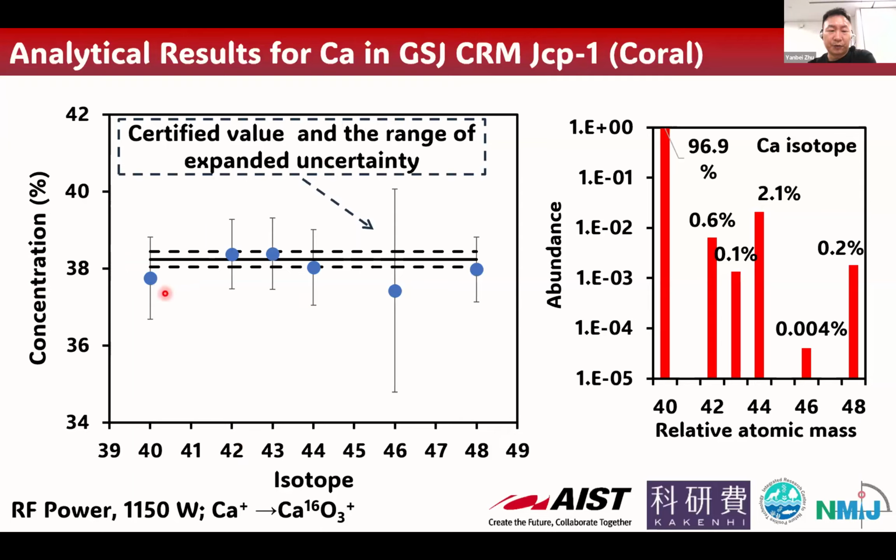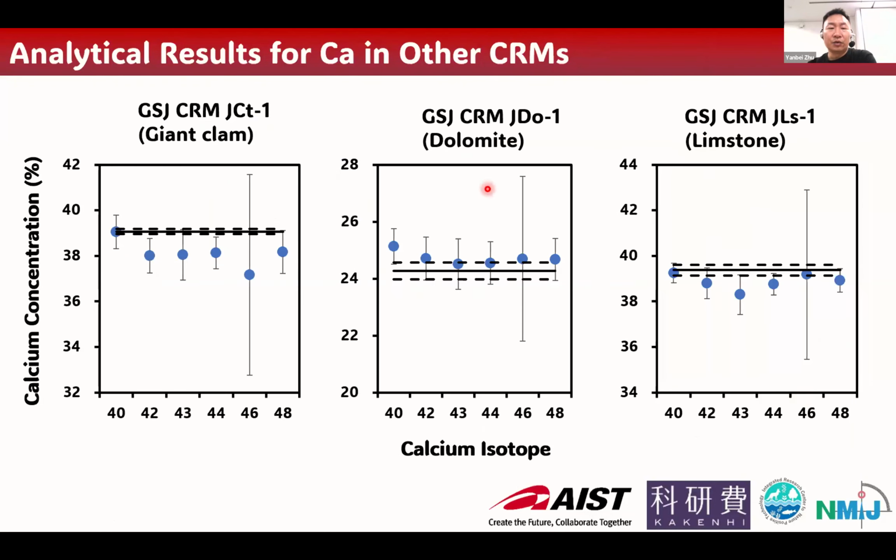Here's the result of the concentration of calcium in a certified reference material. The concentrations obtained by 40, 42, 43, 44, 46, and 48 are all in agreement with the certified values. The large uncertainty of 46 depends on the very low abundance of this isotope. We also get other results for other CRMs here. Basically, they are also in good agreement with certified values.